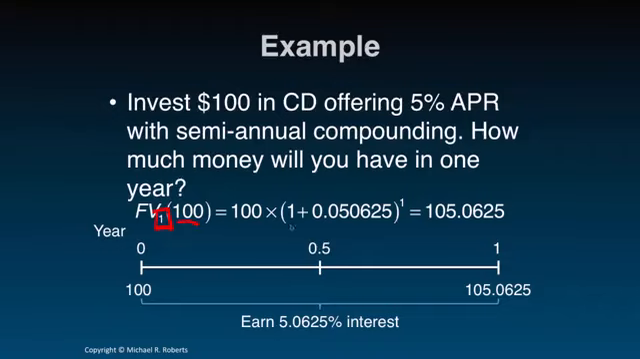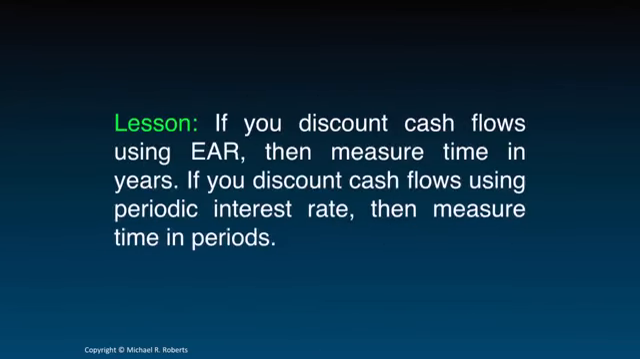1 year from now of $100 is the $100 times 1 plus the EAR raised to the power 1. We're working in years, which gives me the exact same answer we got before, the $105.0625. So the lesson: if you discount cash flows using the EAR, then you better measure time in years. If you discount cash flows using the periodic interest rate, then you better measure time in periods.